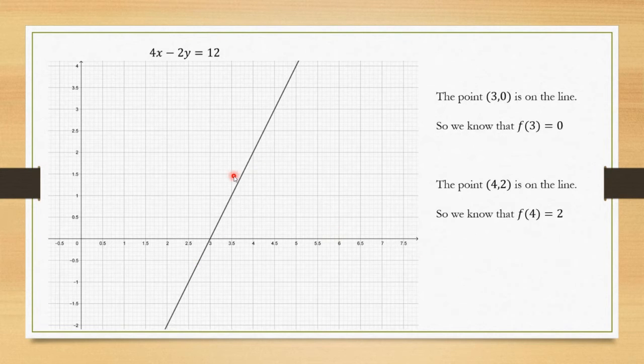But this is, again, the graph. Again, I'm just writing this stuff to help illustrate. Notice the point 3, 0 is on this line, right? 3, 0 is on the line. And so because of that, that tells us f of 3 is 0. The x-coordinate goes to the y-coordinate. Same thing with 4, 2. Okay? 4, 2 is on the line. So as we just saw, f of 4 is 2.